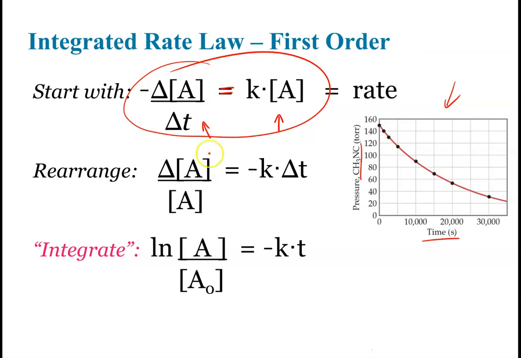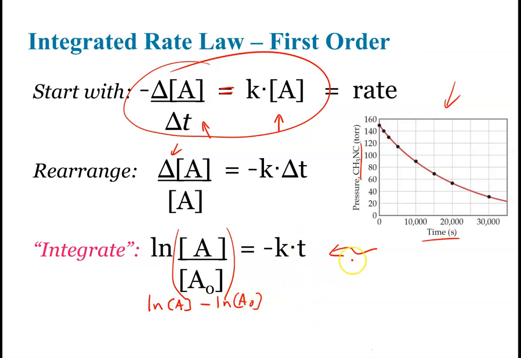Now notice that we don't have the change in concentration anymore. The numerator is now the natural log of the concentration of A over the initial concentration of A, and that's going to equal negative kt. So there's a data transformation that we do that gives this equation. And if we rearrange this equation, you know that the natural log of A over A0 would also be the natural log of A minus the natural log of A0, due to the law of logarithms.